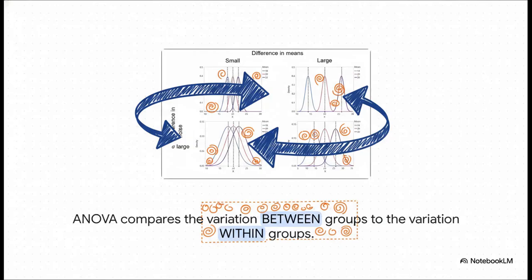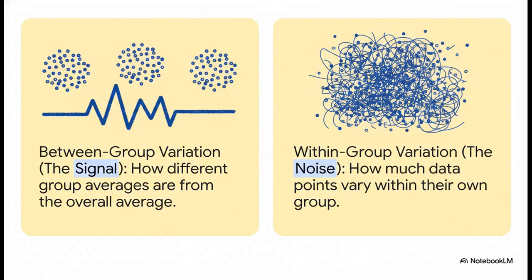And this slide right here perfectly captures that core concept. It all boils down to comparing the variation between the different groups to the variation that's happening within each of those individual groups. The absolute best way to think about this is signal versus noise. The difference you see between the group averages, that's your potential signal. That's the effect of the fertilizer you're testing. And the variation inside each of those groups, well, that's just the background noise, the natural random spread you'd expect to see in any real-world measurement.